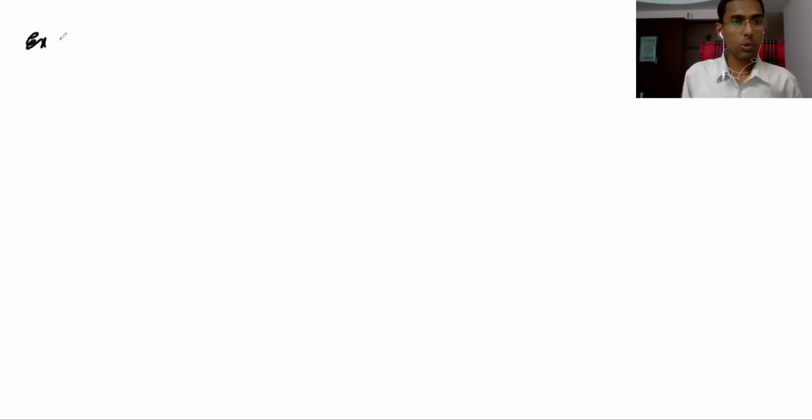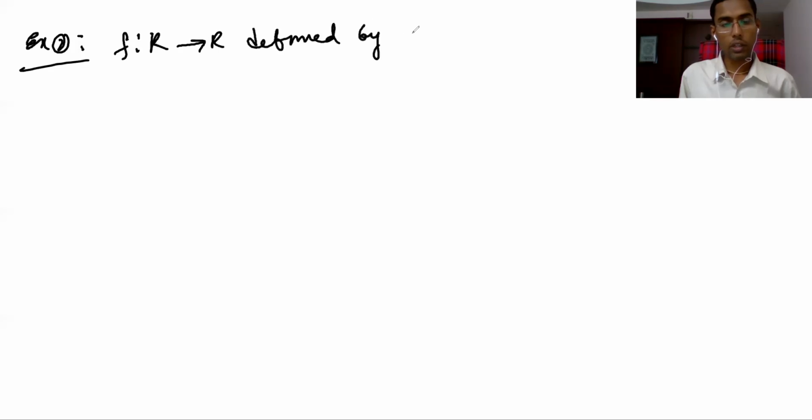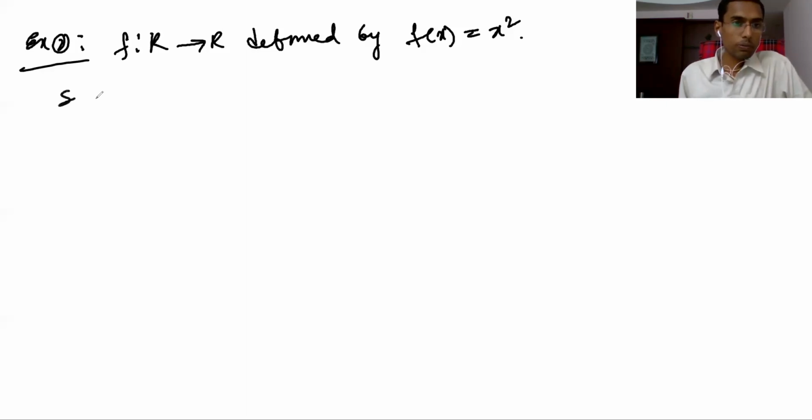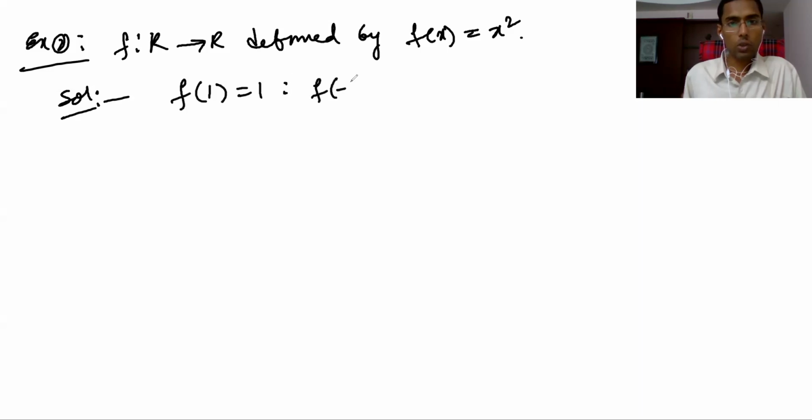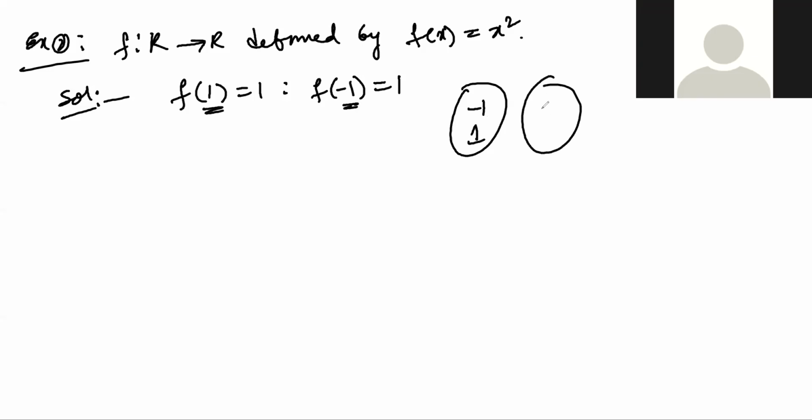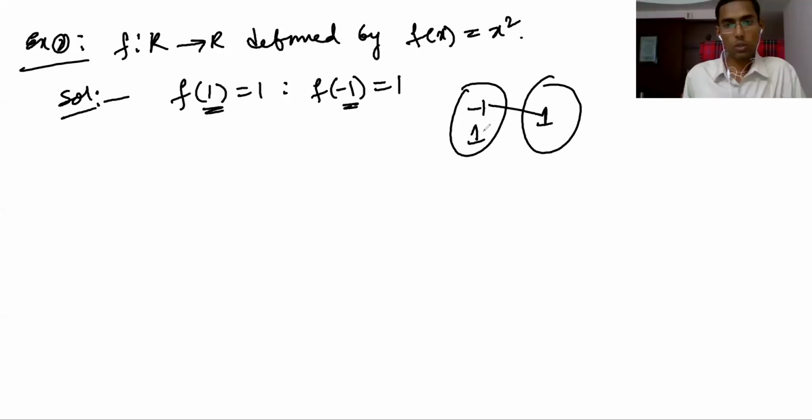So let's take example 2. f maps R to R defined by f of x equal to x square. This is not a 1-1 function. How do you know? Because f of 1 equal to 1, f of minus 1 is also 1. So that means different elements have the same image. See here, this is 1, minus 1, and this is 1. Different elements have the same image, therefore it's not a 1-1 function.